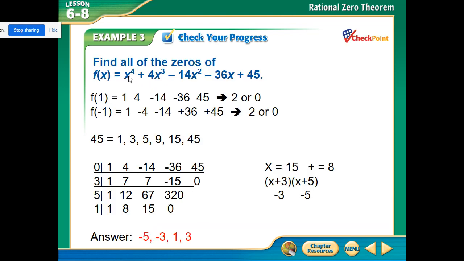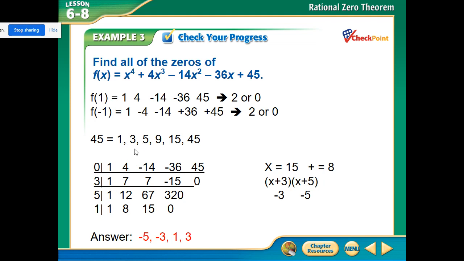All right, let's try another one. This one also has 4 answers. So I do Descartes again, and I get 2 or 0 for both of them. I have a 45, so what number should I try? 1, 3, 5, 9, 15, 45. Those are the only possibilities, plus or minus. So let's just start with the plus. The first one is 0, and that gives me 45.